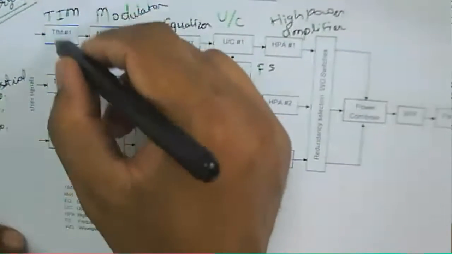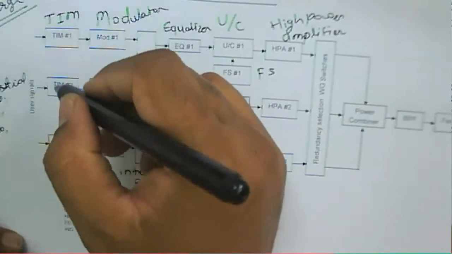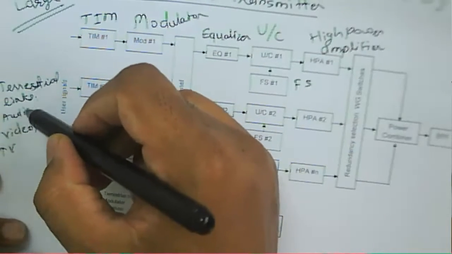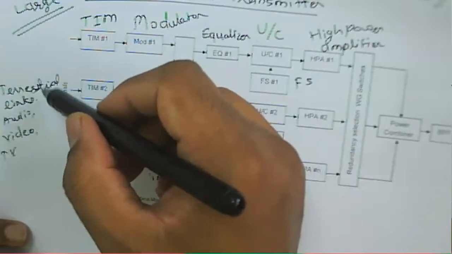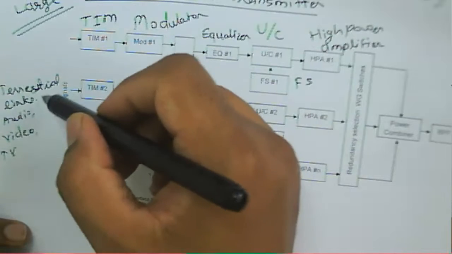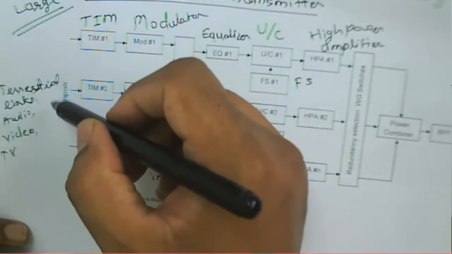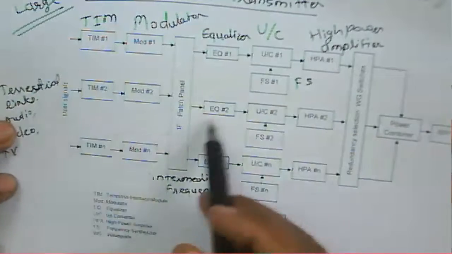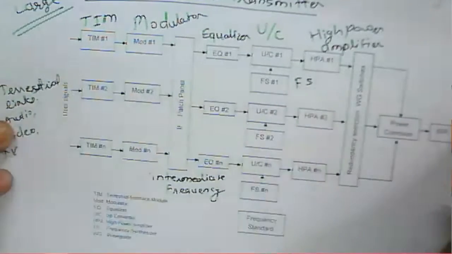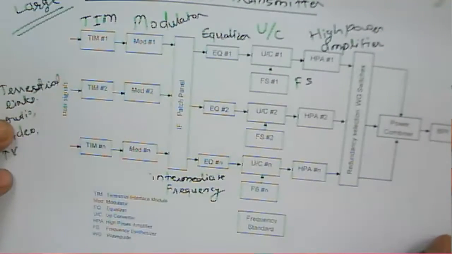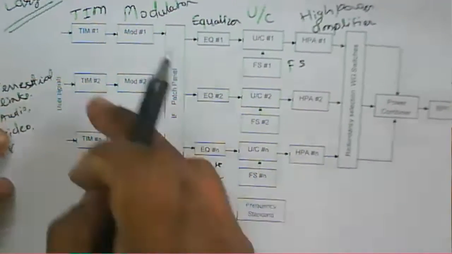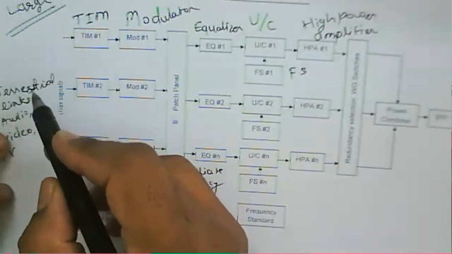Now the role of this terrestrial interface module, the TIM, is that it receives the signal from multiple users. It receives the signal from the various users, and using that up converter, the signal will be transmitted to the antenna here. So that is the role of a terrestrial interface module.